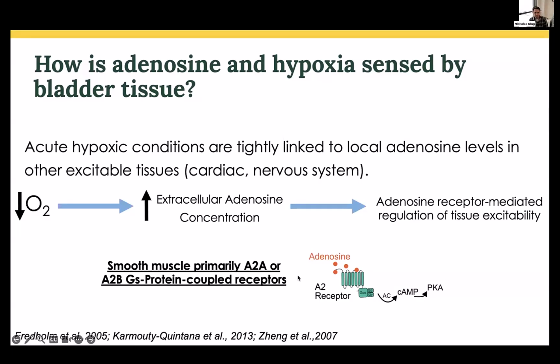Okay, so with all that said, and because hypoxic conditions seem to occur in normal and pathological bladder conditions, and we actually know very little about adenosine signaling and hypoxic signaling in bladder tissue, I mean, the bladder in general is an understudied organ. We wondered, how is adenosine and hypoxia sensed by the bladder, if it's sensed by the bladder, and are these two things linked in the bladder tissue?